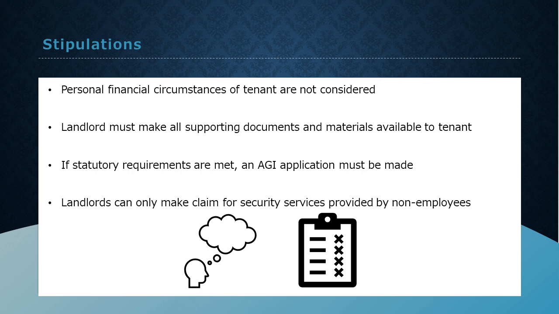There are some stipulations to the AGI. For instance, the LTB has no power to take a tenant's personal financial circumstances into account when considering an AGI application. The landlord must make all supporting documents and materials available to affected tenants, and must inform tenants of the ways they can access the materials filed with the application. The LTB must issue an order for an above the guideline rent increase if the landlord meets the statutory requirements. Additionally, a landlord can only make claim for security services provided by persons who are not the landlord's employees.